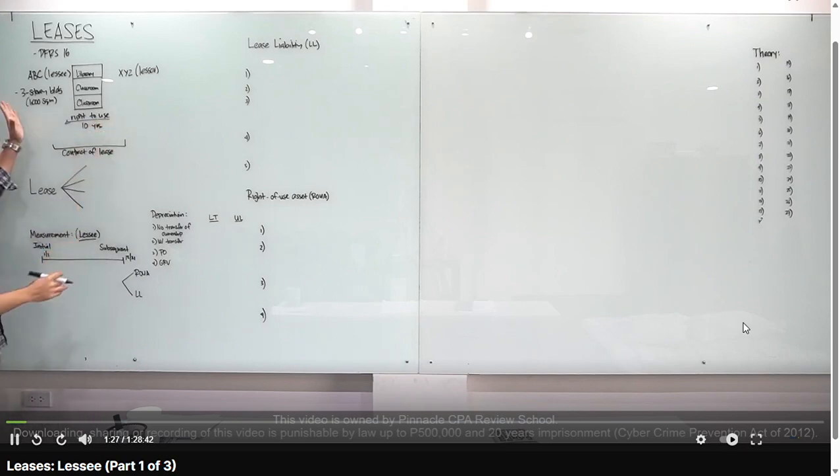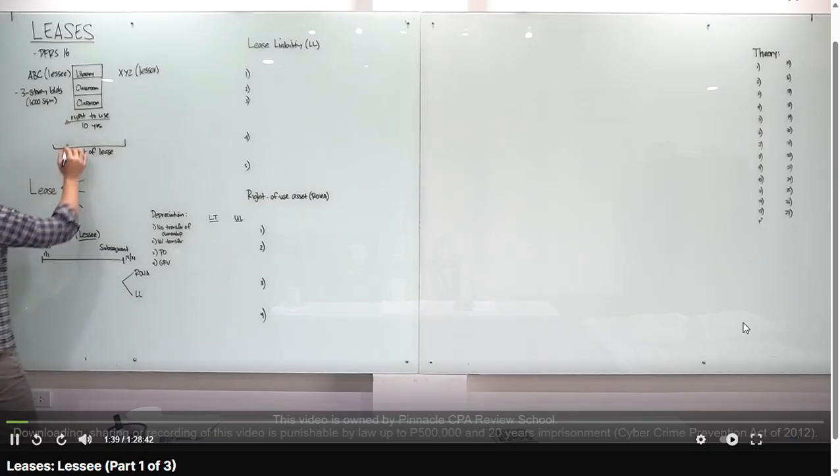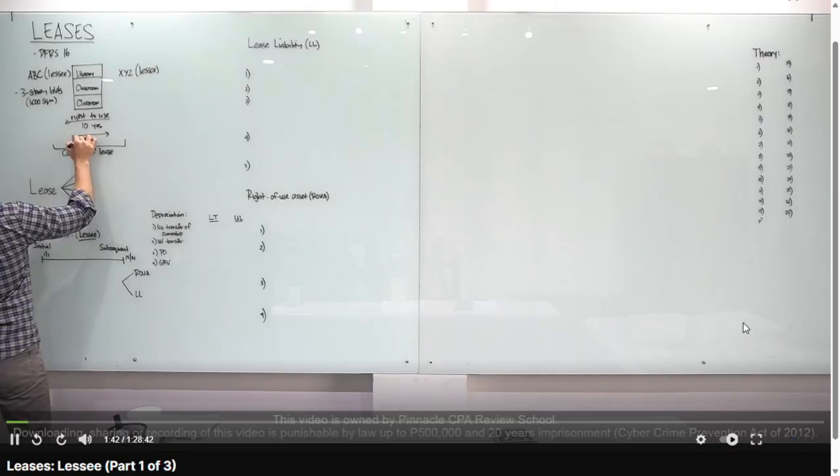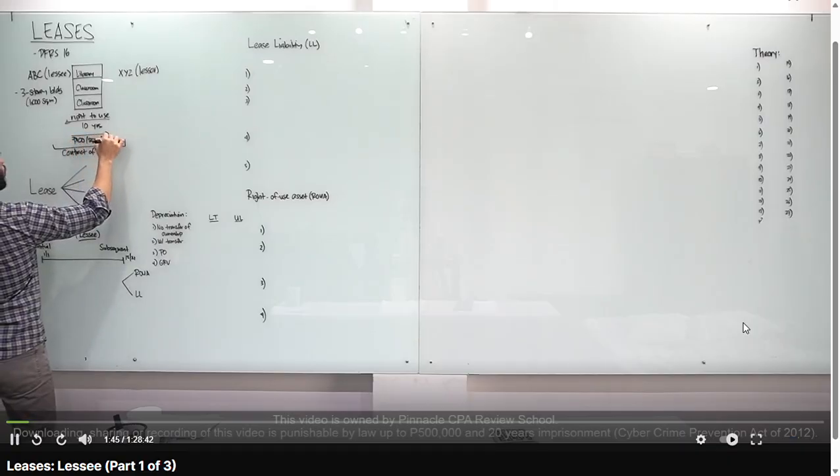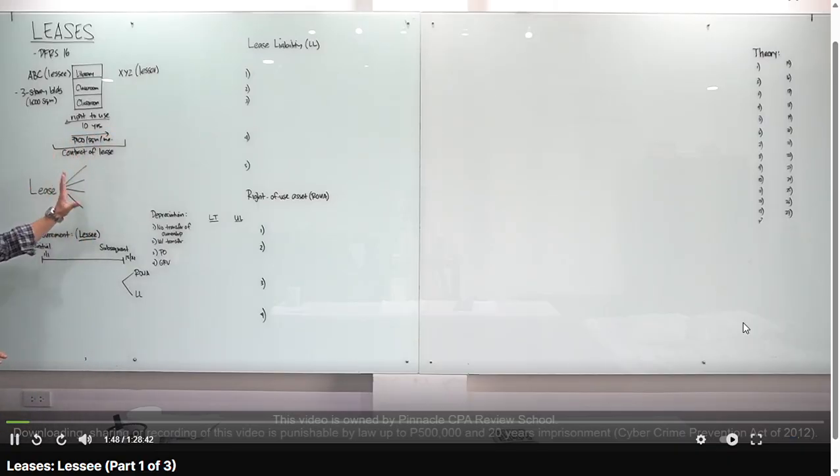Now, the lessee, ABC, can use the building. Again, its plan is a review center. Let's say the first 2 floors will be used as classrooms, and the 3rd floor as a library. In exchange for the right to use the building, the lessee has to pay the lessor. For example, that is 100 pesos per square meter per month. Right? This is an example of a contract of lease.